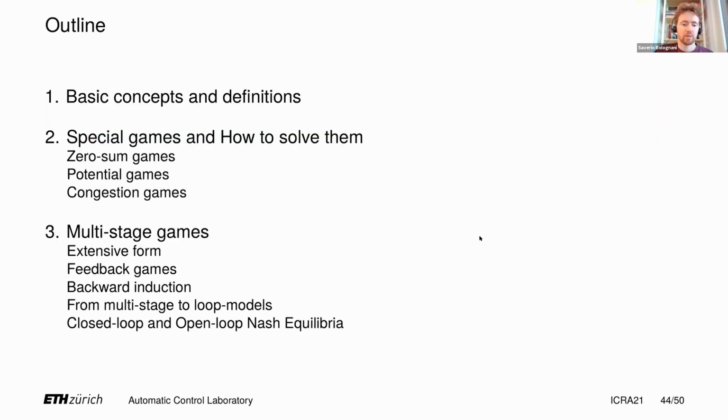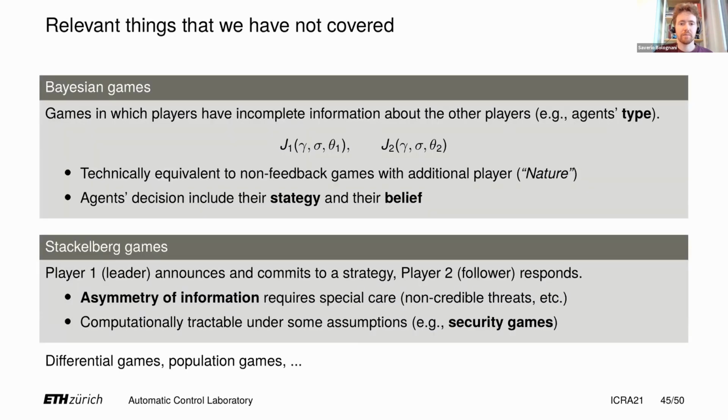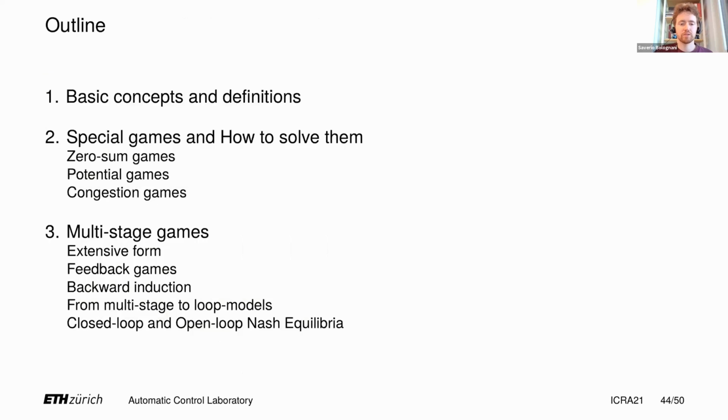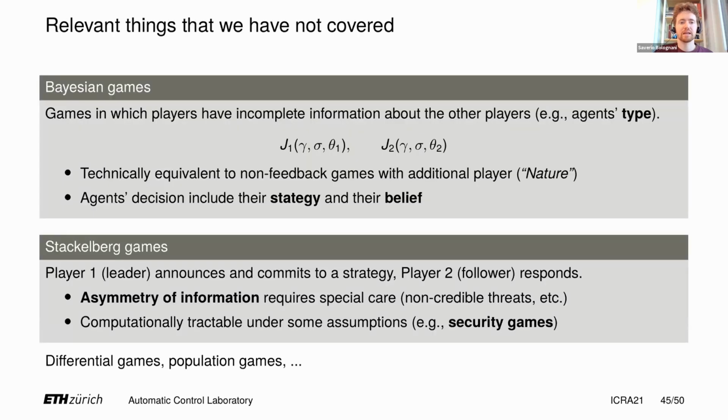Okay, so with this one, I've covered what I want to cover for multi-stage games, including closed loop and open loop Nash equilibrium, which is the last thing. There are a couple of things that I would like to mention before opening for some questions. There are clearly things that we have not covered and which are still relevant for the topics that we are considering in this tutorial. I wanted to mention two of them at least.